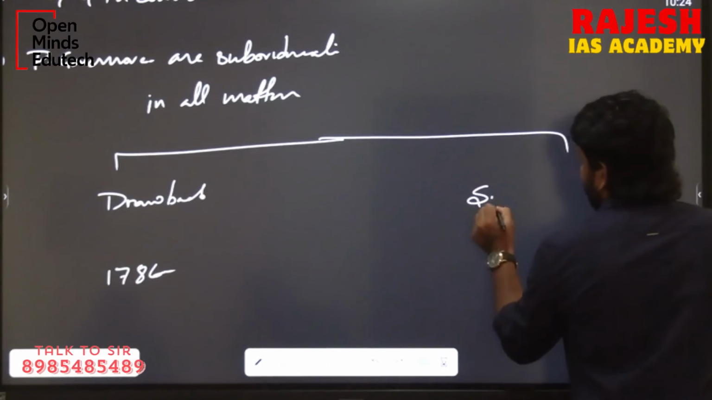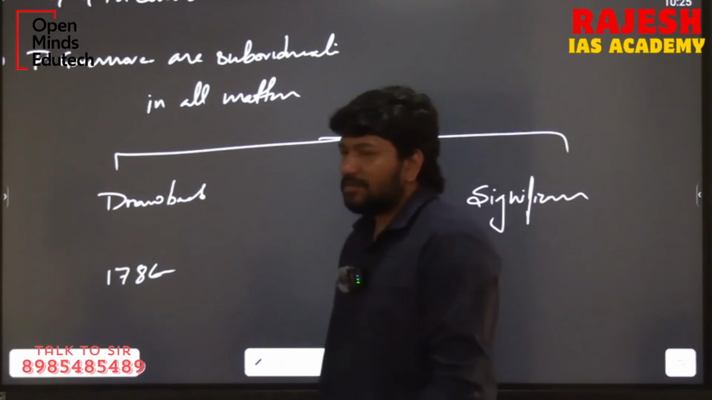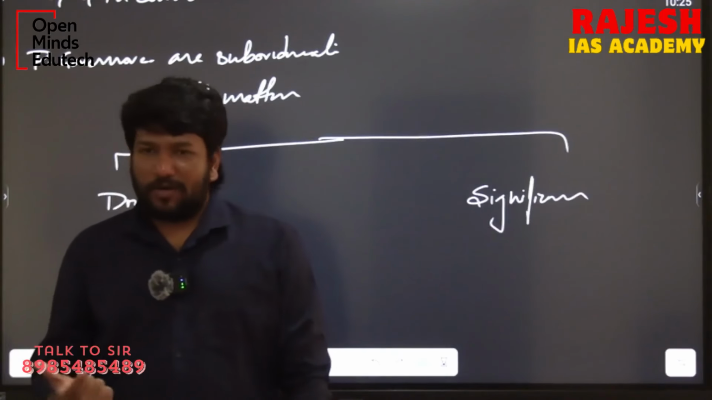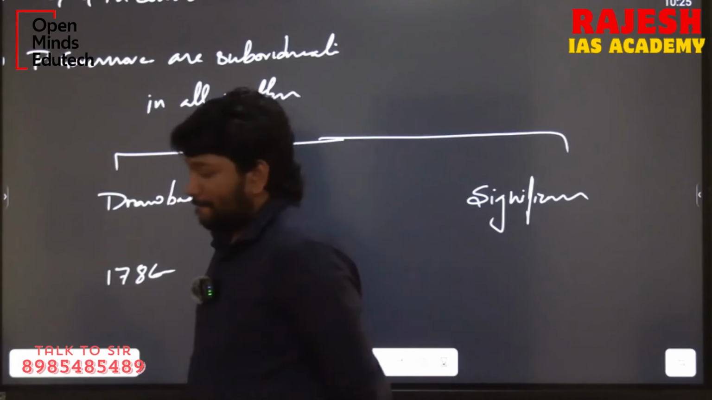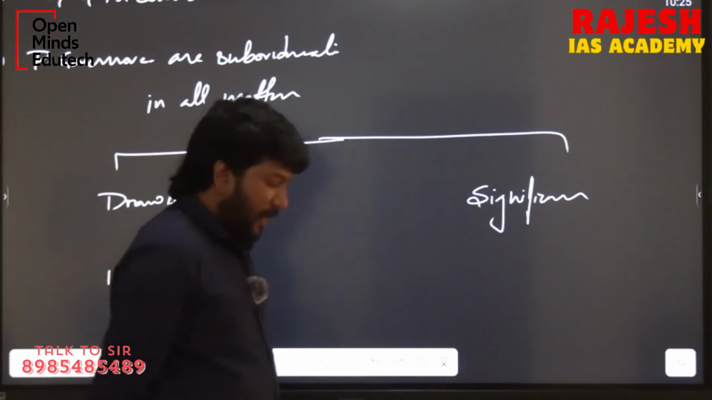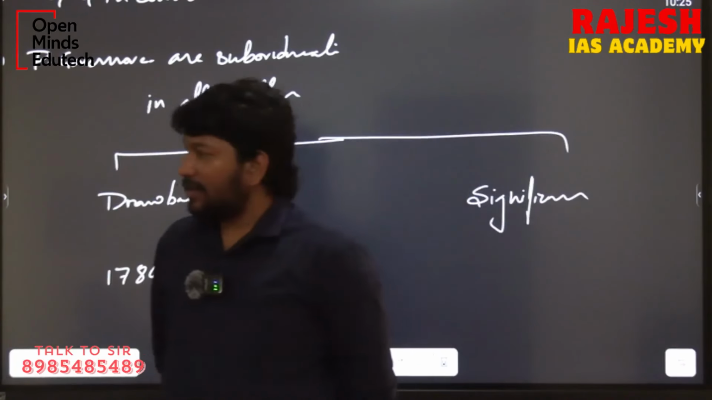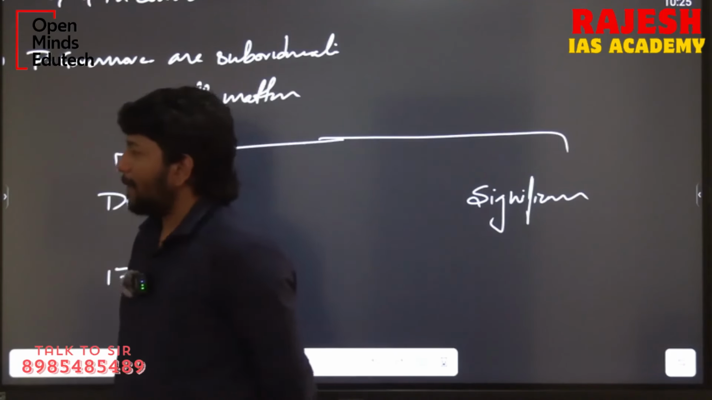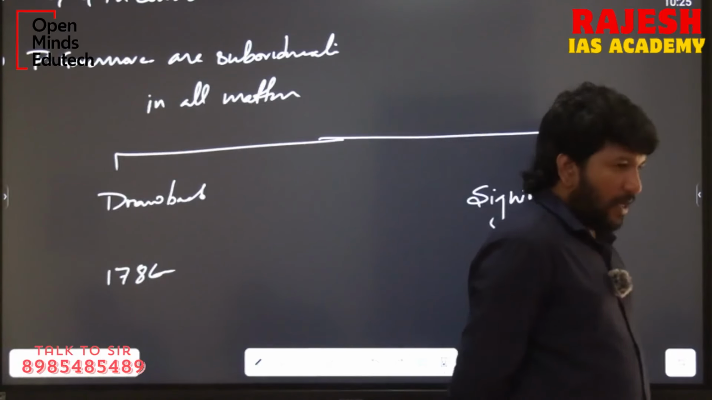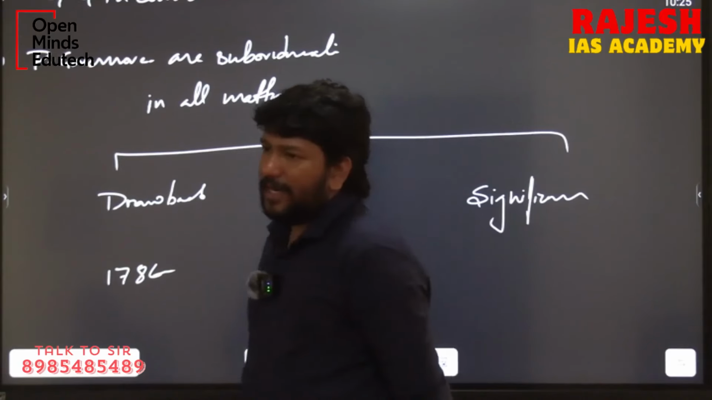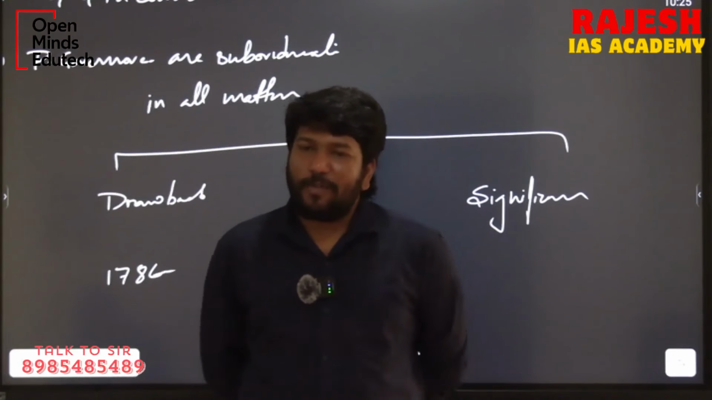What is the significance of this act? Parliament has effective control. For the first time, Parliament has effective control over Indian affairs. Next one: the act satisfied the interests of dominant sections. At least it satisfied the interests of dominant sections.